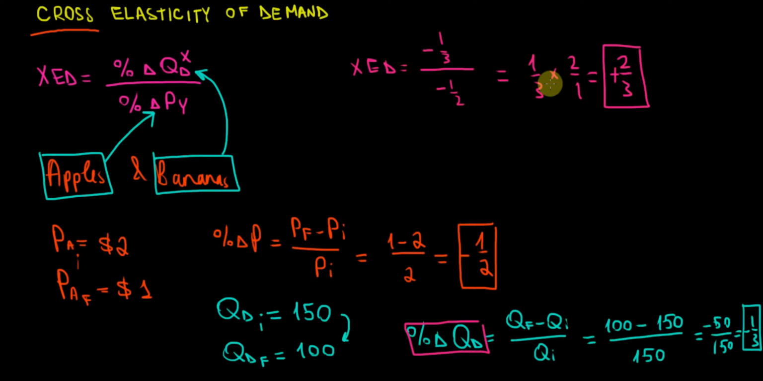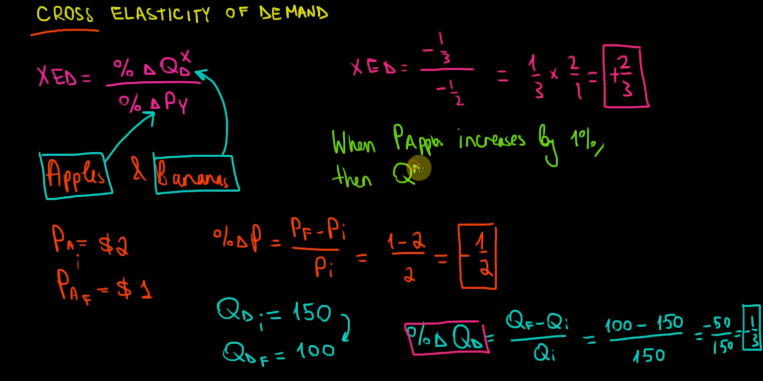Let's reason. It tells us the following, and I'm going to write it in an English sentence. When the price of apples, since we are talking about apples and bananas, increases by 1%, then quantity demanded for bananas increases by 2/3, which is 0.66%.